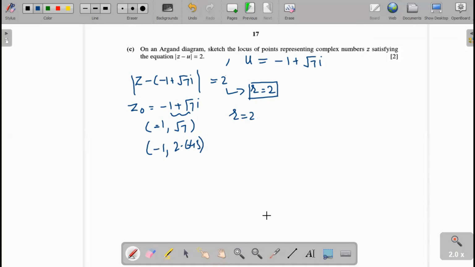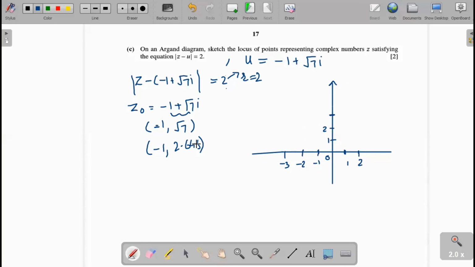Now we got a locus here. Now the center of the circle is (-1, √7), that is (-1, 2.645), with 2.645 just above 2.5. This point is the center of the circle. Now the radius is 2.